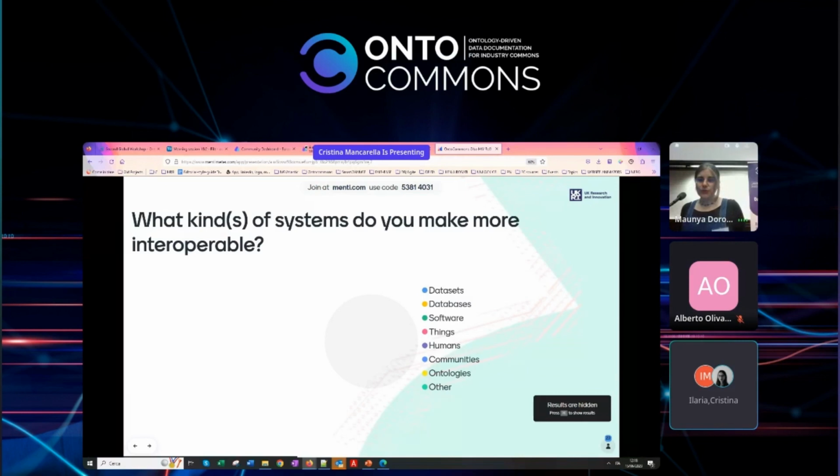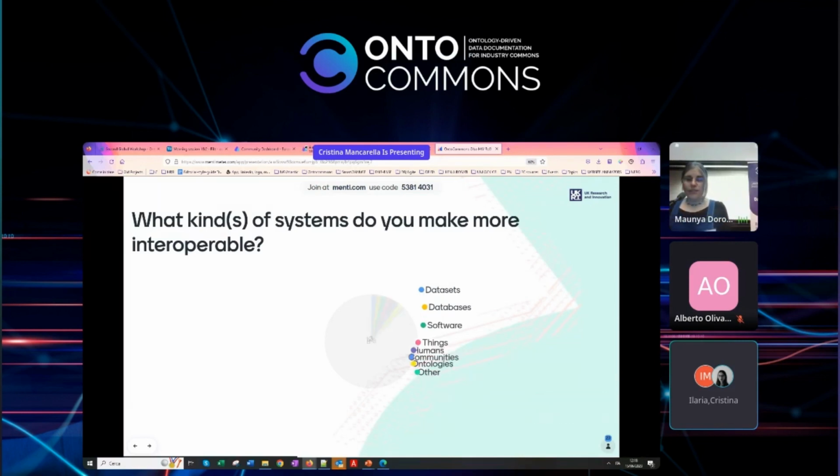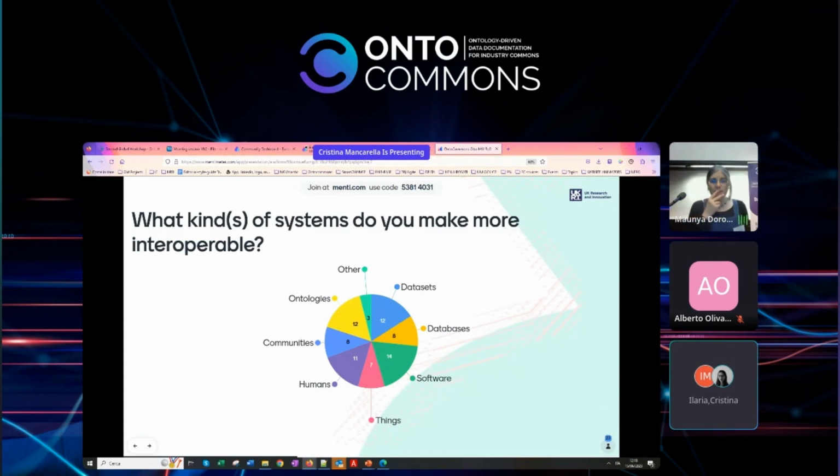So maybe we can show the results. We have quite a cake here. It's quite split. It looks like we didn't miss too many things because other is small, which is good. It's always good when other is not 90%. Most importantly, we are all aware of databases and software to be interoperable, and the Internet of Things is actually trying to do that, but humans and communities are kind of very futuristic, I believe. But then you can say, no, this is a very pertinent problem.